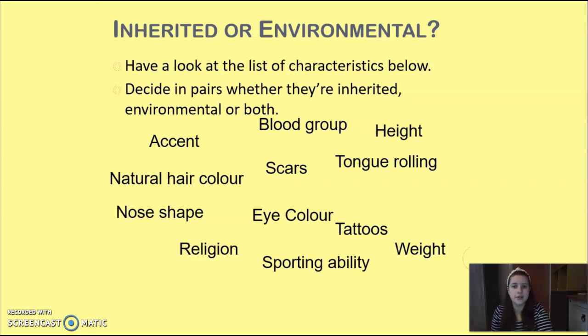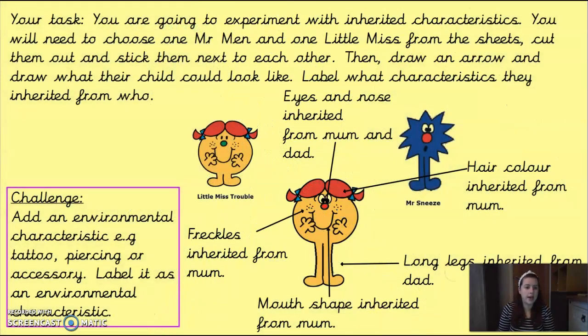So what we're going to do today is we're going to have a look at both inherited and environmental factors, characteristics. And we're going to use our Mr. Men to show this. So what you're going to do is, on the website, there is a document with lots of characters from Little Miss and Mr. Men. And you're going to put them together and you're going to create what their child would look like. Now there's an example on the screen.